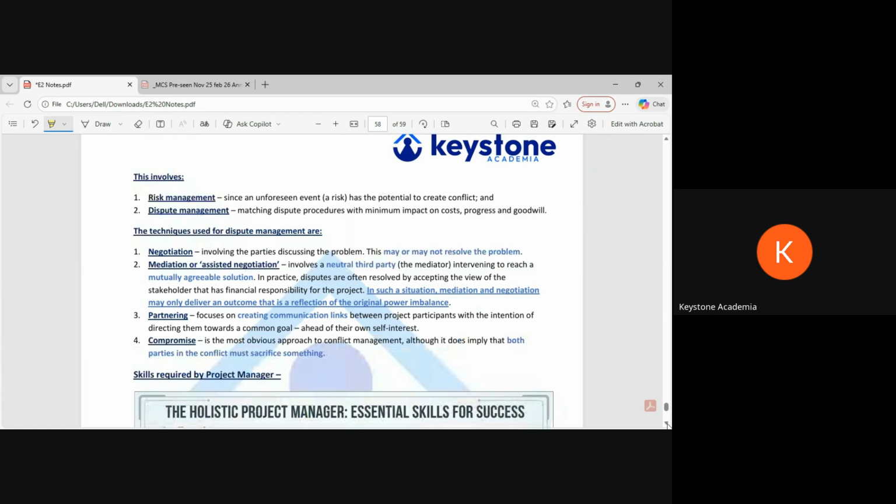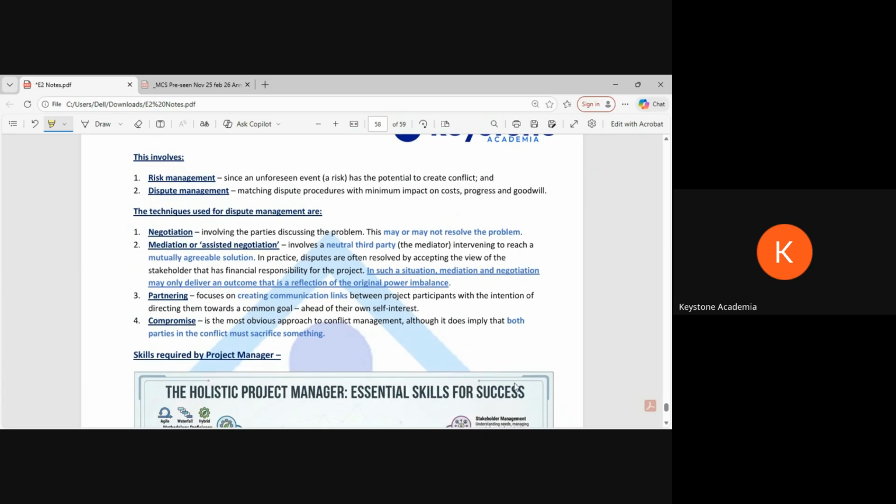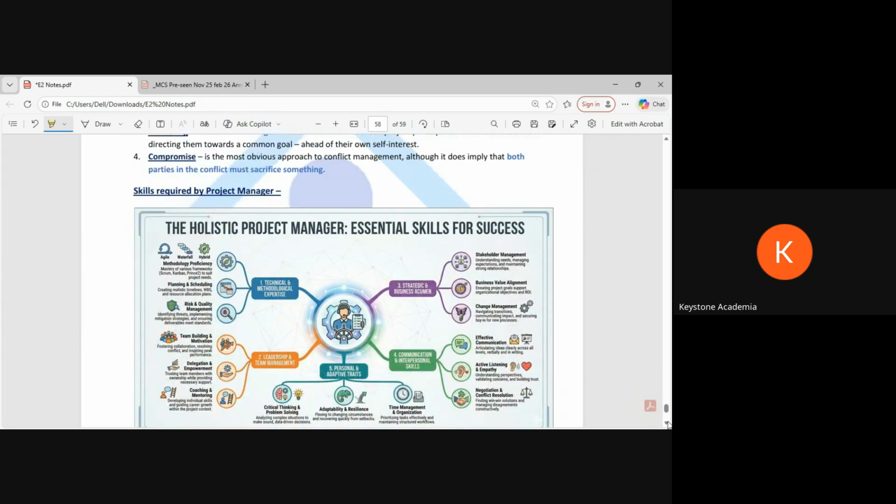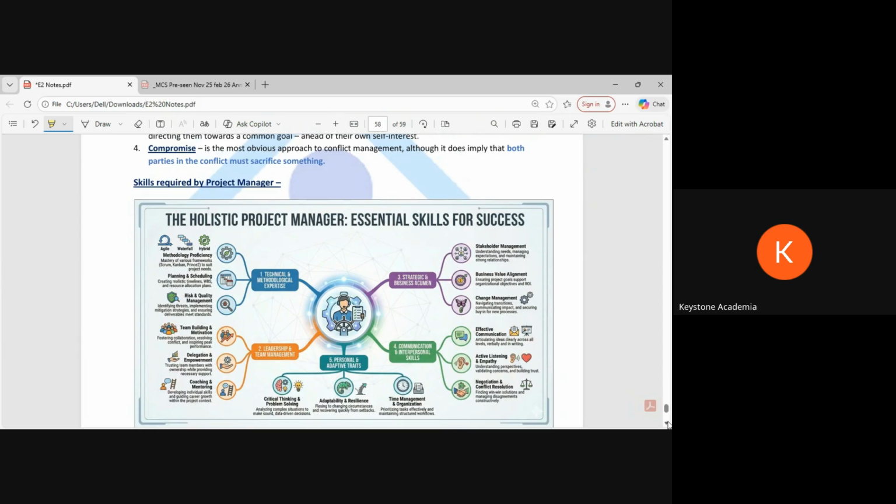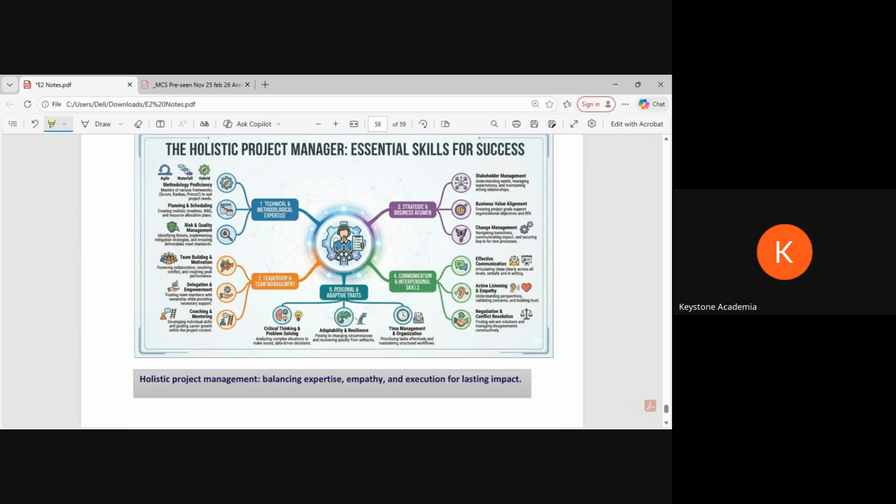And what it includes: risk management, dispute management, negotiation, we can do partnering, compromise. All of these are the skills. If you go into a little bit of detail, we have some more skills to look at. Coming from technology, it is coming from leadership, or we can say people and leadership skill. Personal and adaptive traits. We are talking about the team being change adaptive.